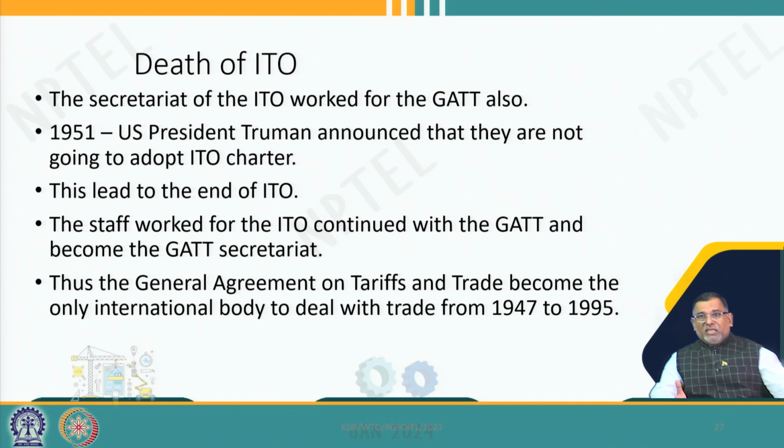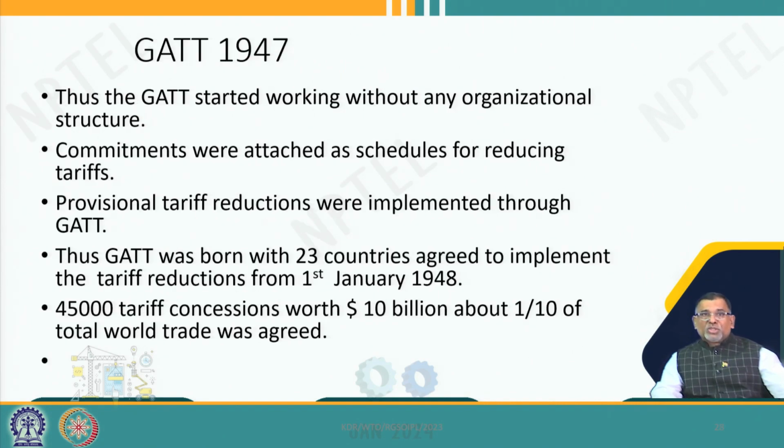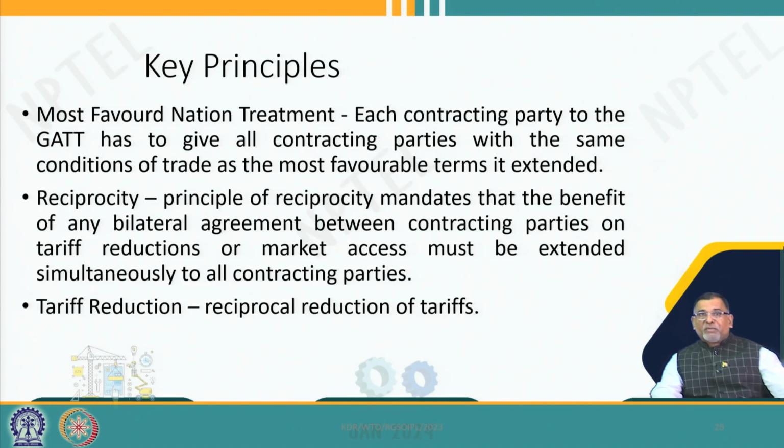So, this particular agreement has ruled for a long period of time through different negotiations. And we said that GATT was a watershed in the history of international trade, because it started with only 23 countries, and they agreed to reduce to the tune of 45,000 tariff concessions, which at that point of time amounted to 1/10 of the total world trade. The concessions were not small; 1/10 of the total world trade was agreed upon.